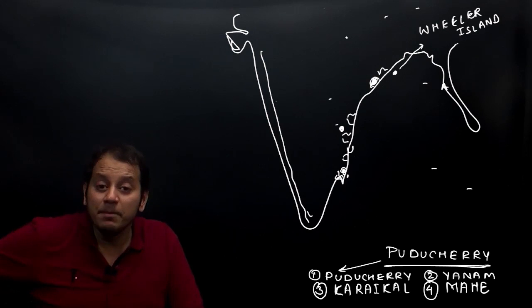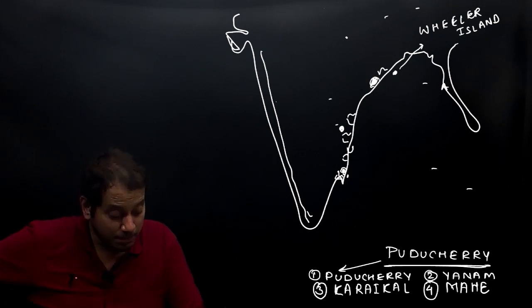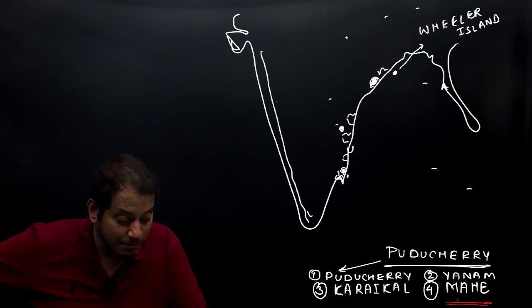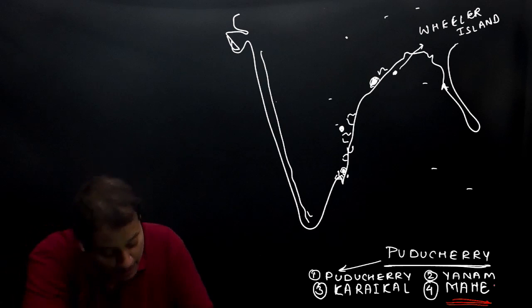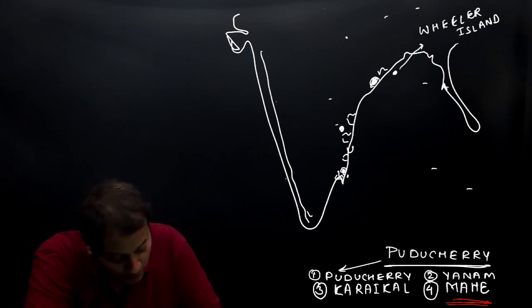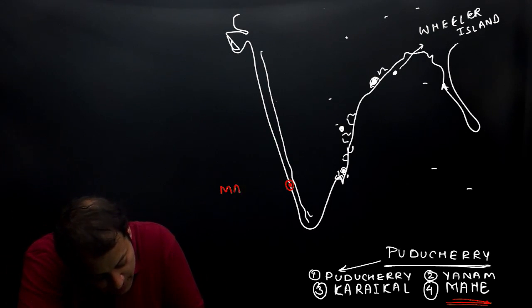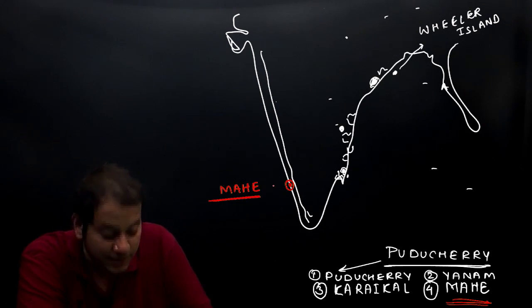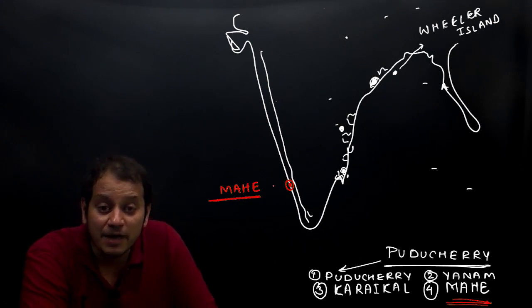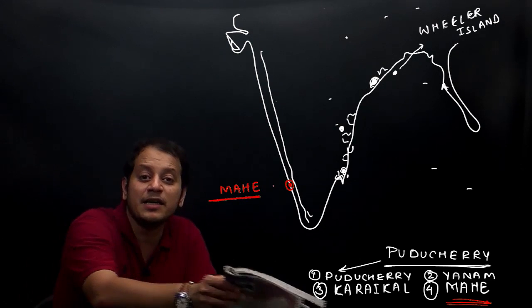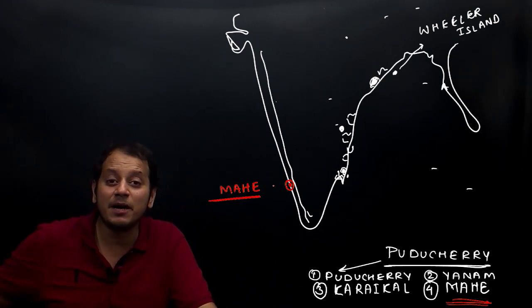We had done one part of a Puducherry which lies on the western part of India, and that is Mahe. If you remember, Mahe lies here on the western part of India, in the state of Kerala. The other 3 parts, look in your atlas, lie on the eastern part of India.